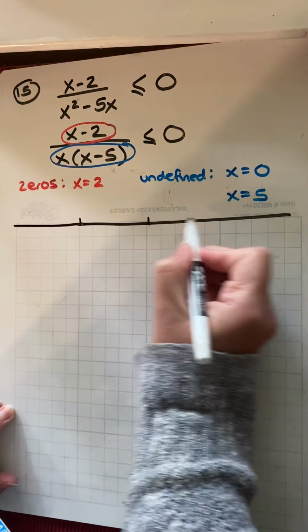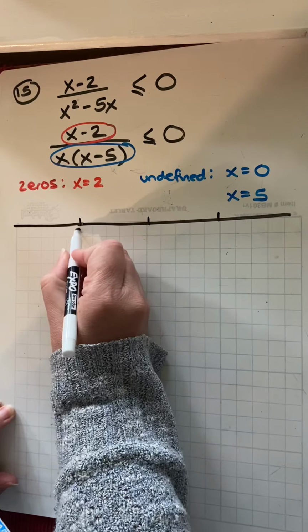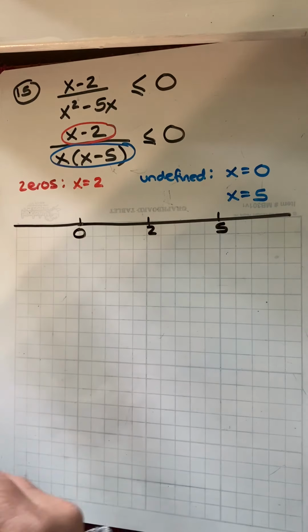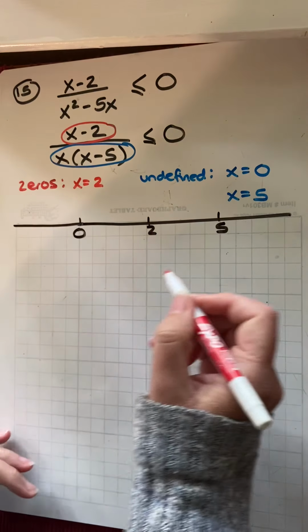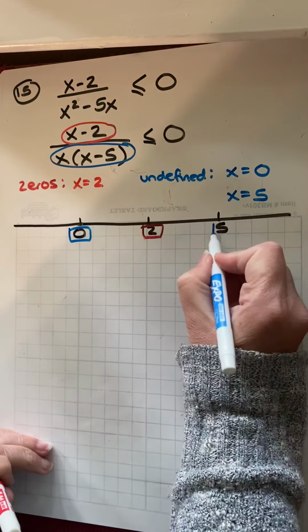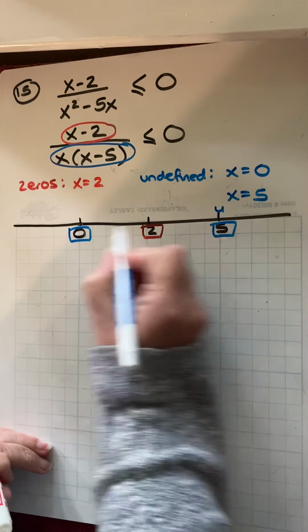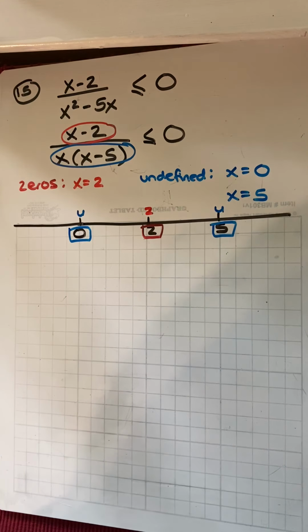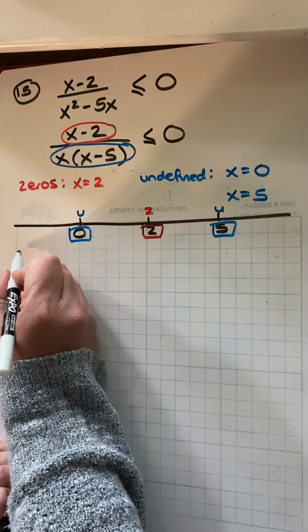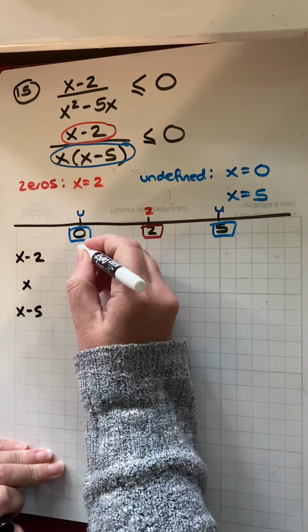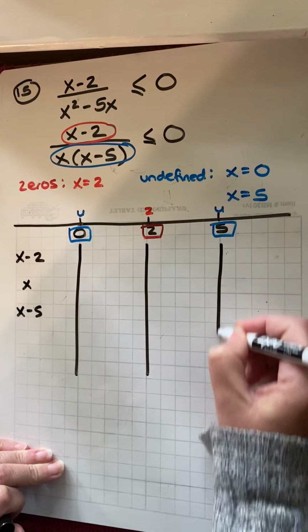So you want to, again, always put them in order. So 0, 2, and 5. And again, 2 is your zero, and the 0 and the 5 are undefined values. Sometimes it's helpful to label them so you're clear which one is the zeros and which ones are undefined. And then down the left-hand side, we're going to put our different factors, and then you're going to make your sign chart.